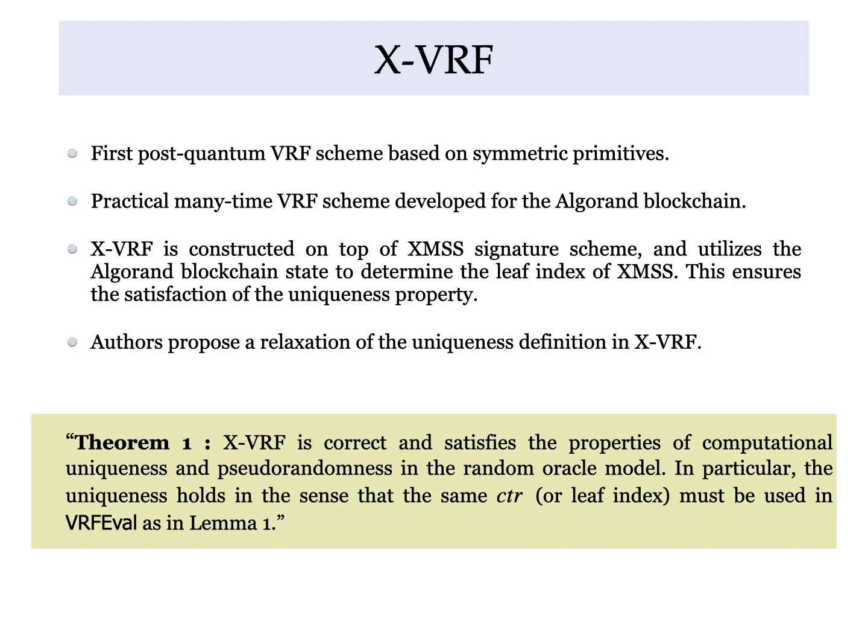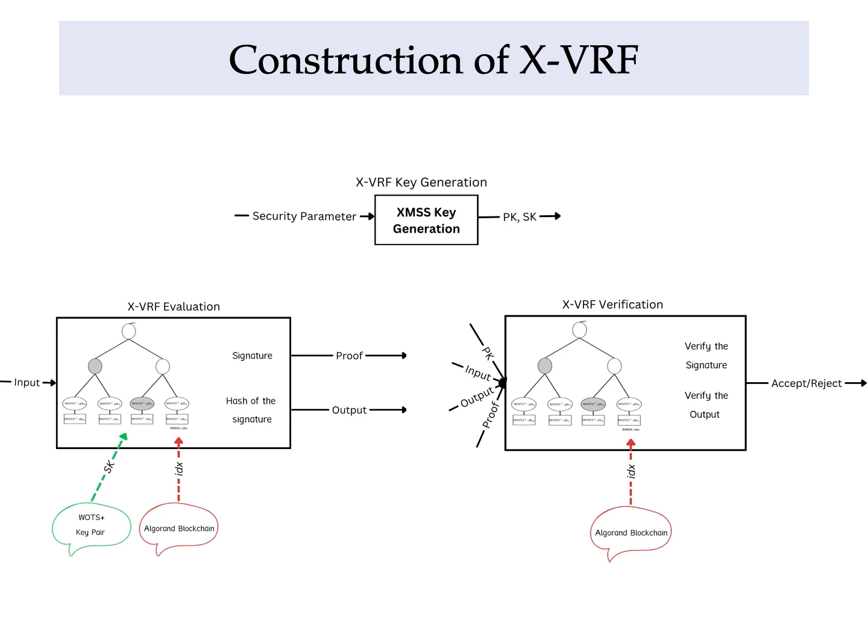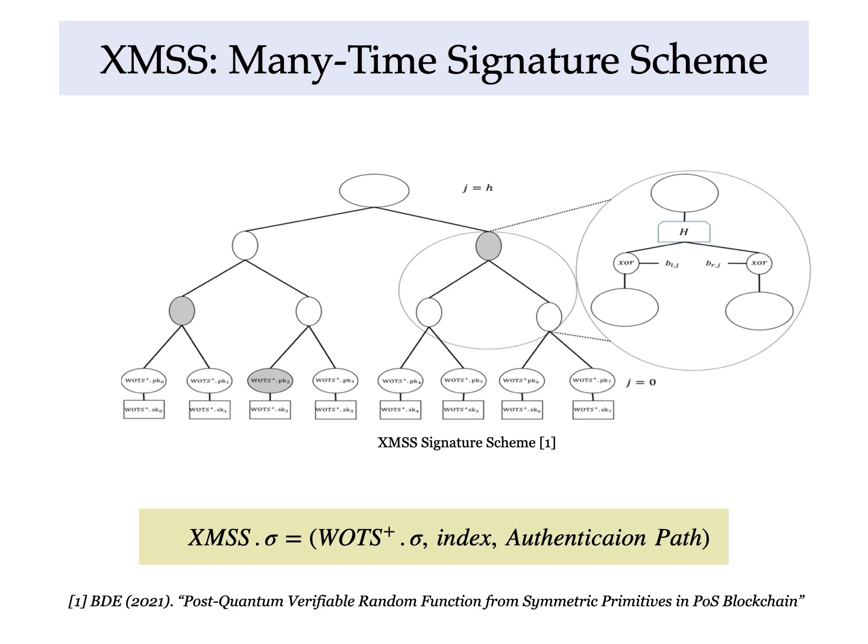So first, let's review the construction. The main idea of X-VRF is to use the XMSS signature scheme and assume that we have a random oracle model, and then just give the signature of the input to that random oracle, and the output is the VRF output, and the proof is the signature. So the receiver can first verify that the signature is calculated correctly for the given input, and then check that the output is the hash of that signature. And because we are in the random oracle model, we know that the output has the pseudo-randomness property.